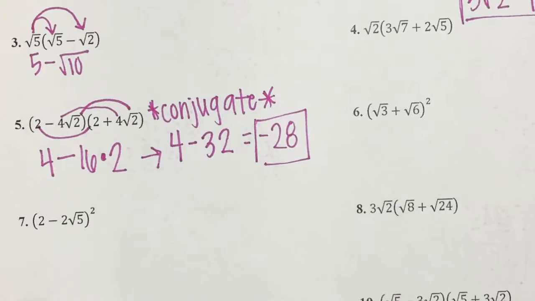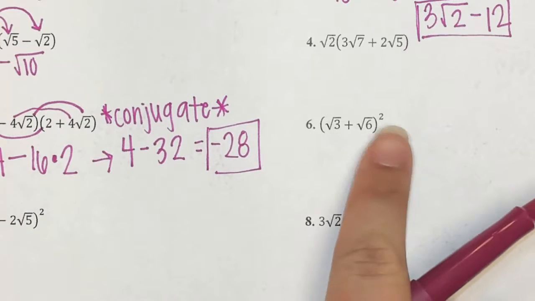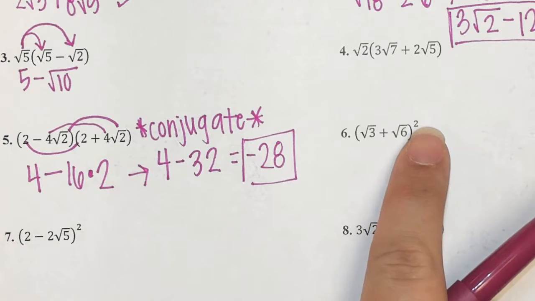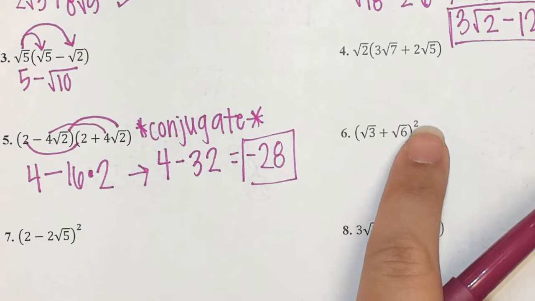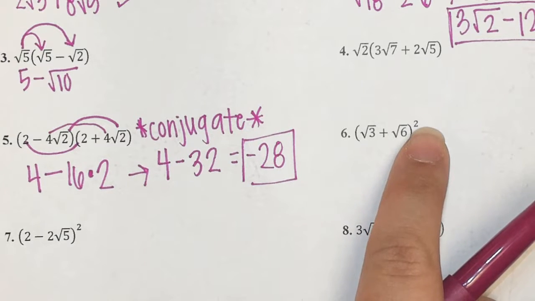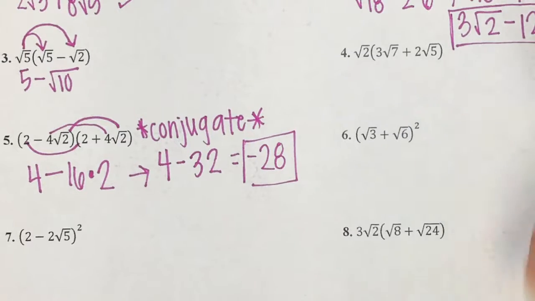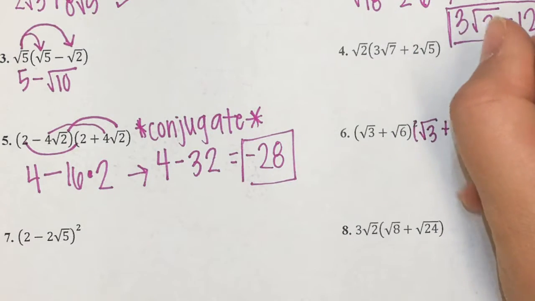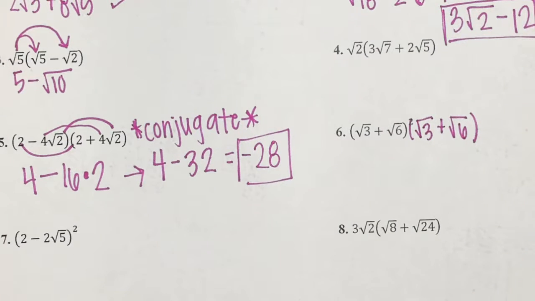Hey, what happens if there's a squared right here? You have to write it twice. So if there's a squared, that means you have to write the same problem, square root of 3 plus square root of 6, and then FOIL it.